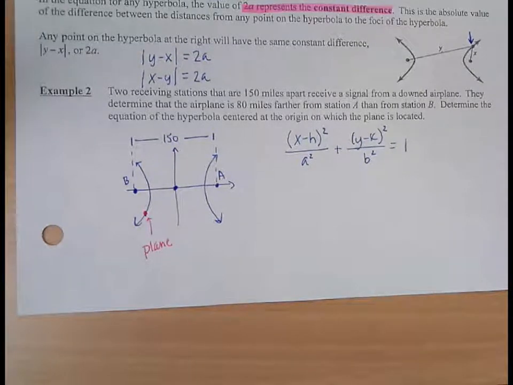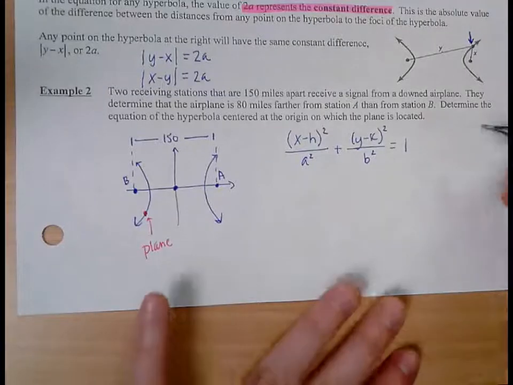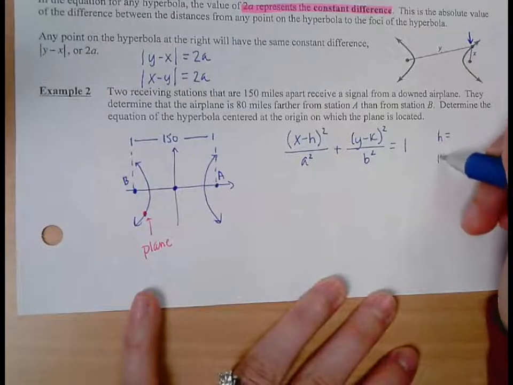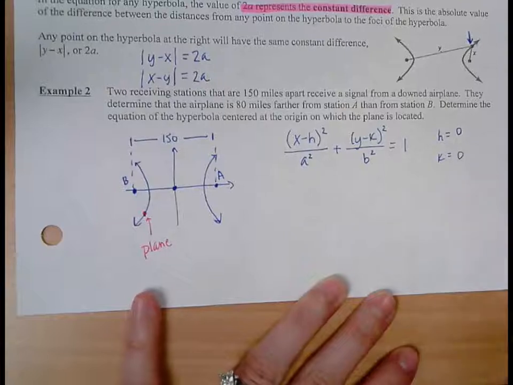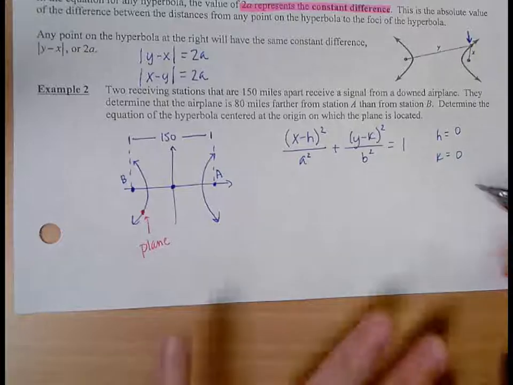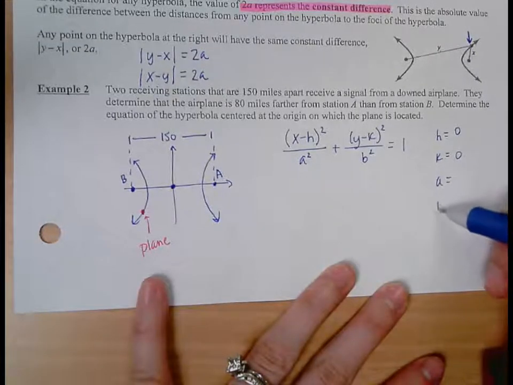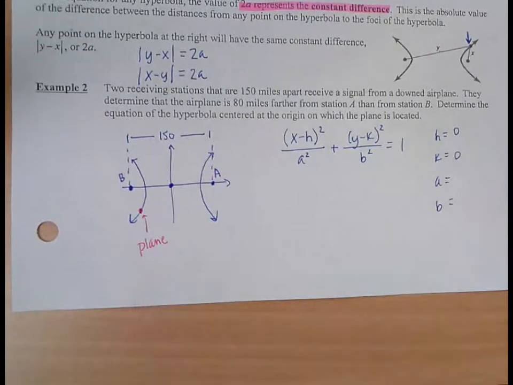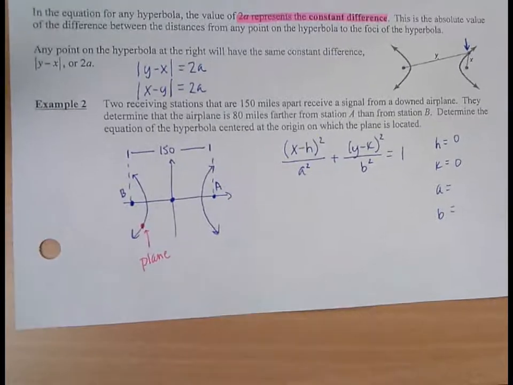I am given the center. It says it's centered at the origin. So therefore I know h and k are both 0 since the center is (0, 0). What I need to find then is a and b. We're going to use the constant difference that was talked about above to find a.